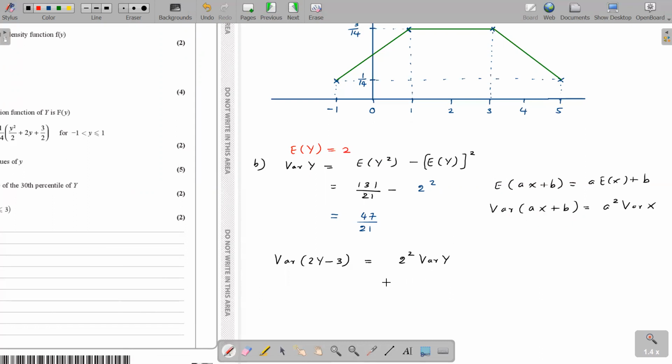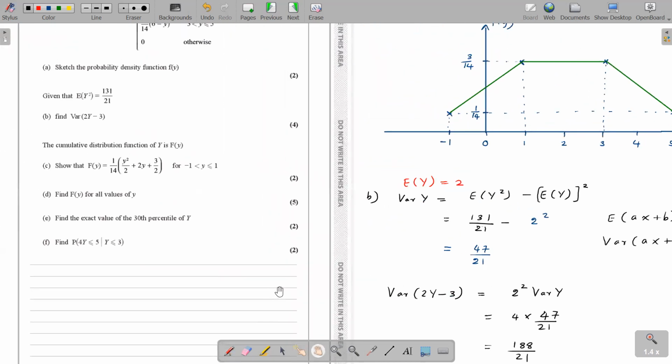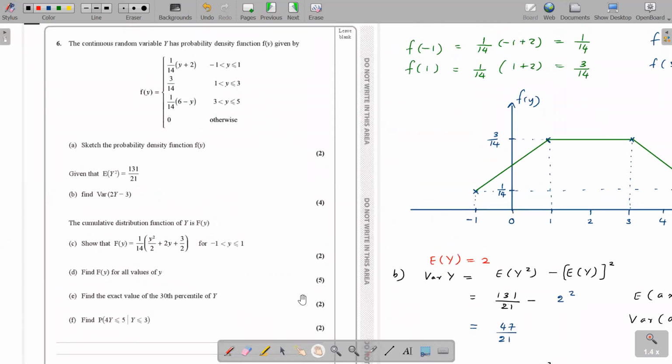So this becomes 2 square times variance y. 2 square is 4, times variance y, which is 47 over 21. Can I know the answer? 188 over 21. Is that clear? Moving on to the next part.